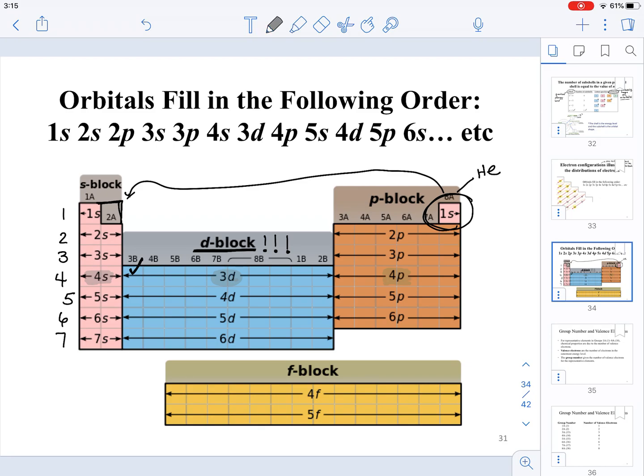In a few minutes, I will go through examples of how we are going to utilize the periodic table in order to determine the electron configuration for a particular element. But I just want to continue gathering other information that the periodic table gives us other than electron configuration.